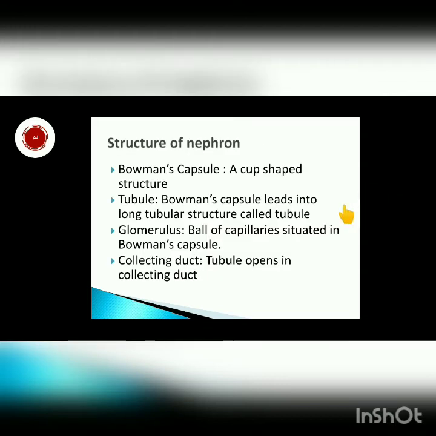Okay, for your convenience, your teacher has written the detailed structure. Bowman's capsule, a cup-shaped structure. Tubule: Bowman's capsule leads into a long tubular structure called tubule. Glomerulus, a ball of capillaries situated inside Bowman's capsule, and collecting duct: the tubule opens into the collecting duct. We have already seen this. Only for convenience it has been written here.